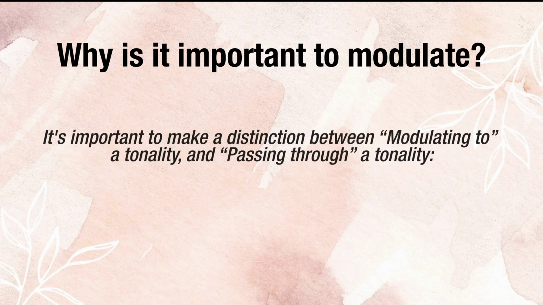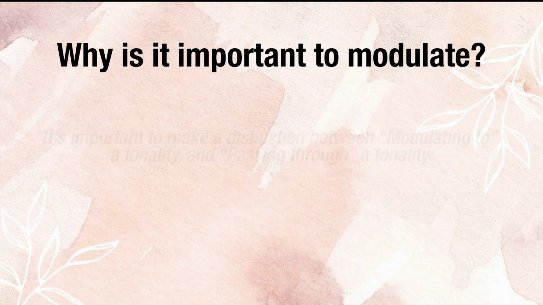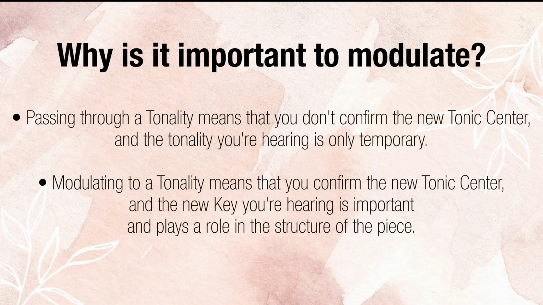It's important to make a distinction between modulating to a tonality and passing through a tonality. Passing through a tonality means that you don't confirm the new tonic center and the tonality you're hearing is only temporary, while modulating to a tonality means that you confirm the new tonic center and the new key you're hearing is important and plays a role in the structure of the piece.